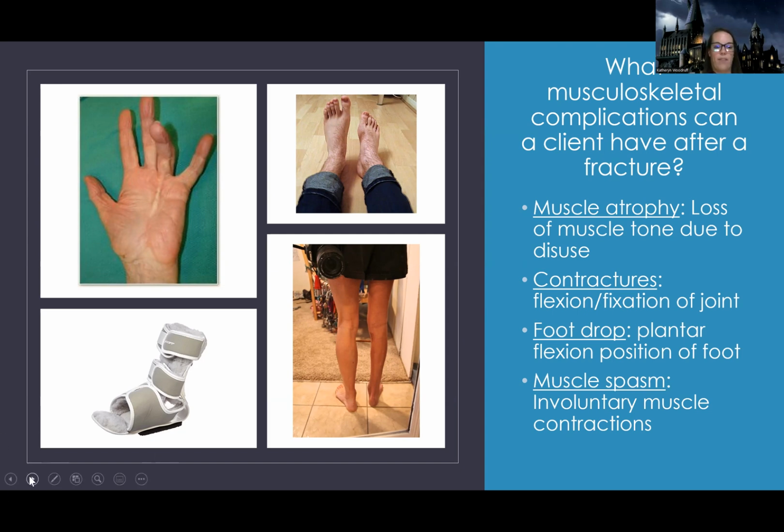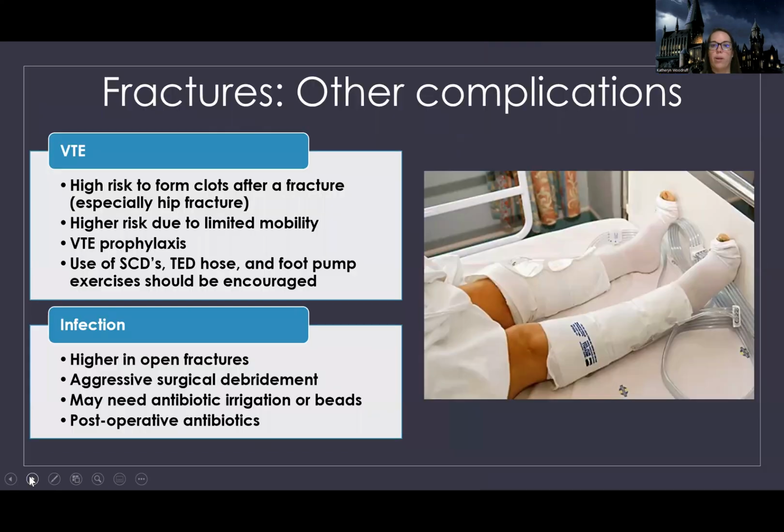Another complication they can have is spasms, like I mentioned before. There's also blood clots. These are going to be high risk, especially for people that have femur fractures or hip fractures, just because of the nature of the injury and what bones contain. Any patient that has a bone disorder, fractures, those kinds of surgeries, you're going to see that they're going to be on anticoagulants. They do not mess around because they are super high risk.